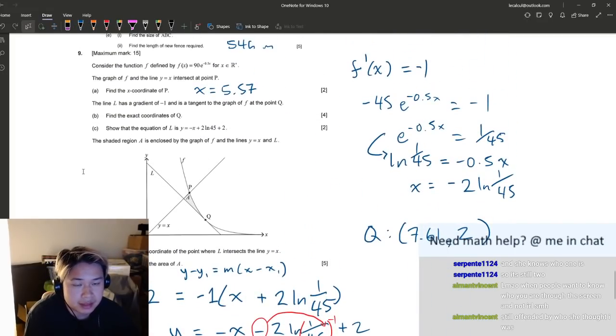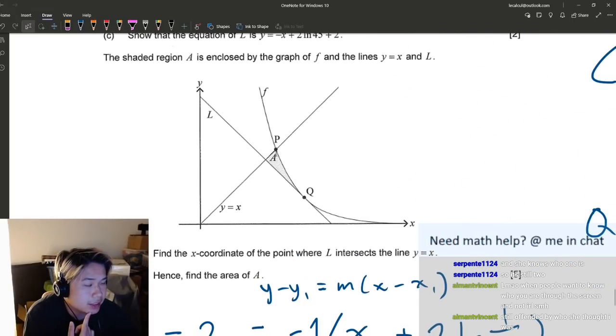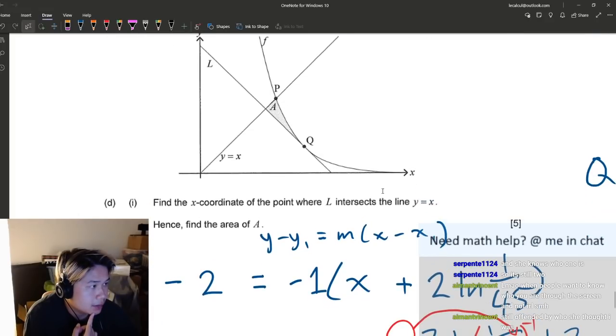Now, what happens now? There's a shaded region between the line y equals x and then the graph. First, find the coordinate where the line will intersect the graph. So find this coordinate, this x coordinate. Okay, that's easy enough to do, right?